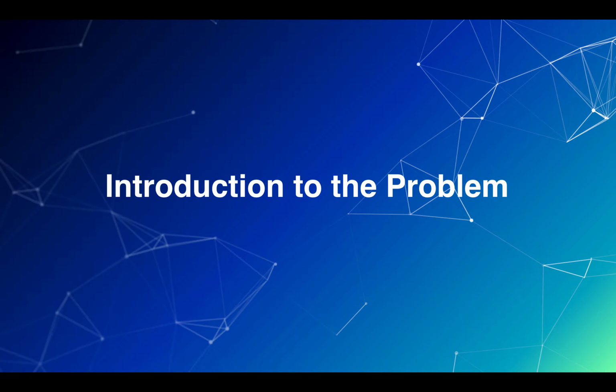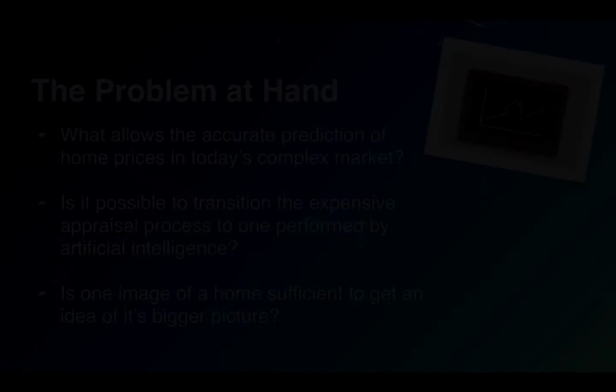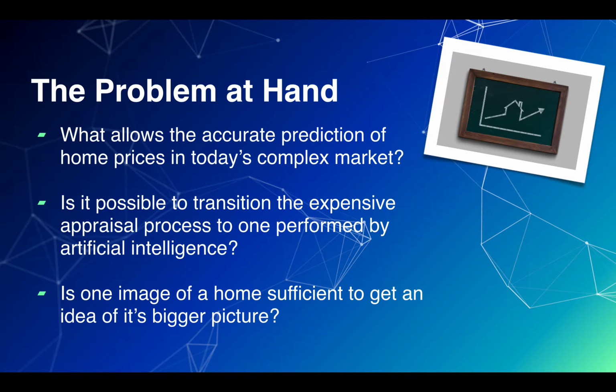So a little bit about our problem. What are we trying to solve? It's no secret that real estate price prediction is a really tough subject. It's almost considered an art. So we were looking to see if, given an image and just a little bit of information about the house, could you accurately predict the house's sale price?